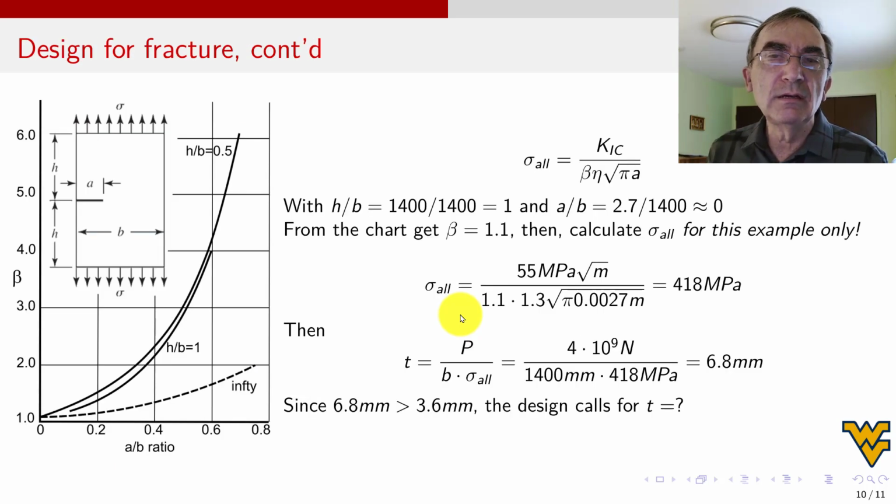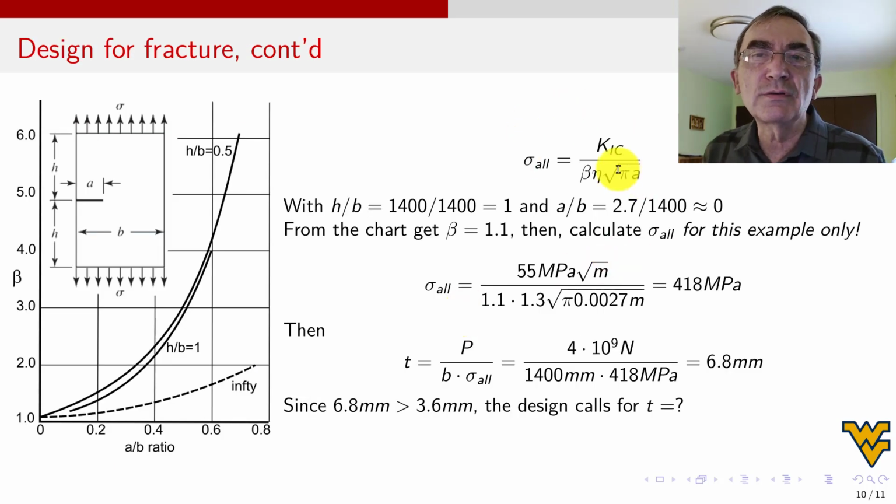Okay, so we got this equation for sigma allowable, but it has beta, so we have to get the beta. To get the beta, we enter H over B, 1400 over 1400, because H and B are both the same. And so that's 1, so we go in this curve again. And then A over B is 2.7 over 1400, which is approximately 0. So that means that we are here on the axis.